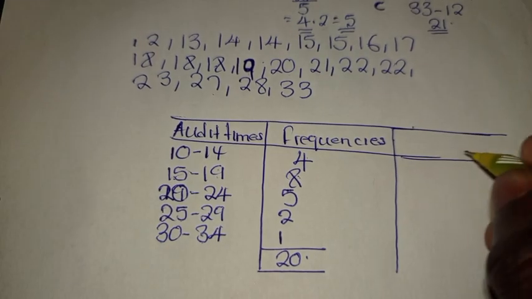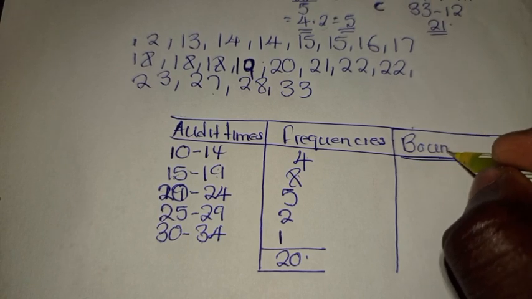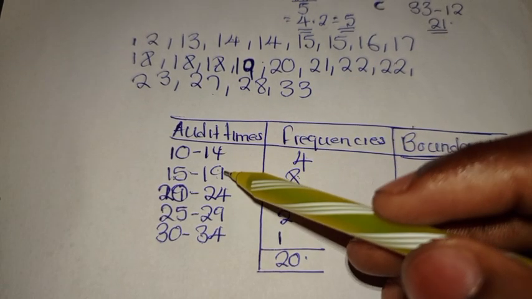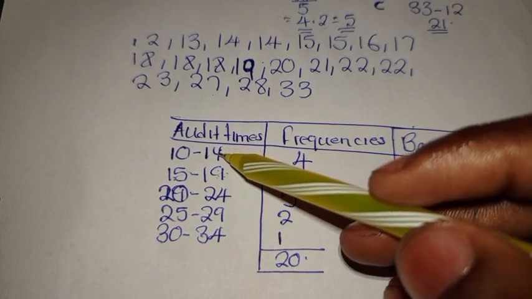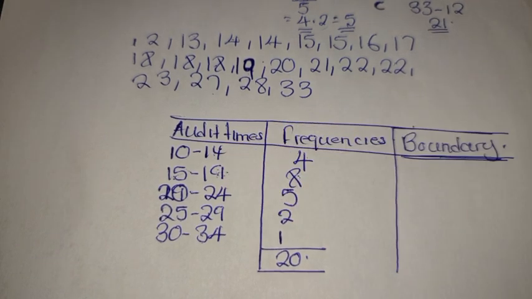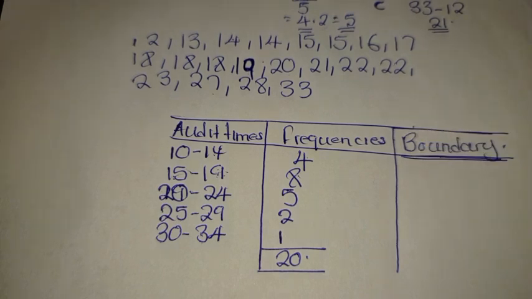histogram. For you to be able to construct the histogram, you attach what is referred to as the boundary column. To get the boundary column, you pick any two classes you want. If you pick the first class, you go with the second class. If you pick the second class, you go with the third class. So we can pick the first and the second class. You always subtract the upper limit of the first class from the lower limit of the second class.